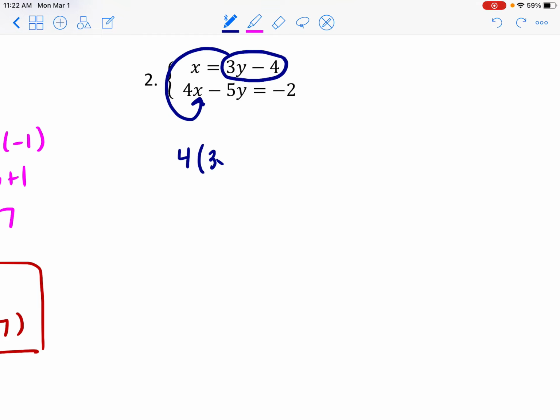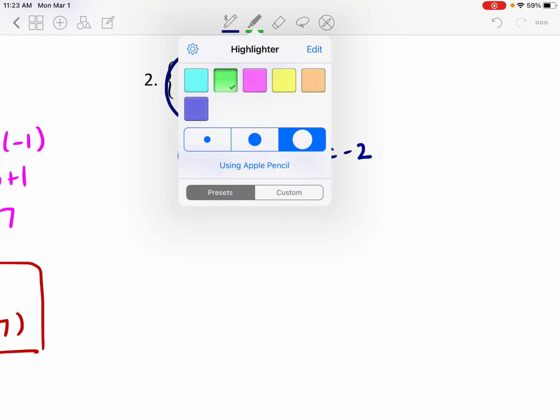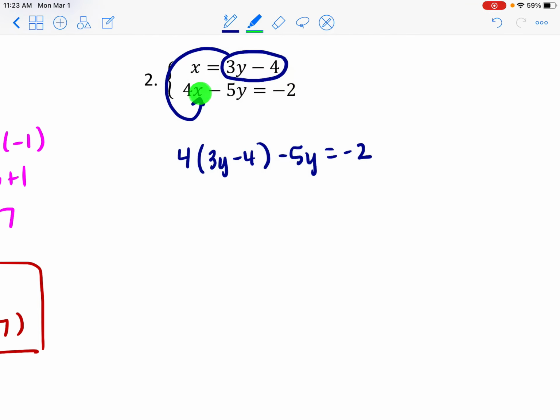So 4 times, instead of x, 3y minus 4, and then we have a minus 5y and an equals -2. So again, it's just so you can see what we're doing here. X gets replaced with what it's equal to, so that's where the 3y minus 4 came from. The rest of the equation is not changing. I still have a 4 in front, I still have a minus 5y, I still have an equal to -2. Okay, so I'm just replacing the one variable with what it's equal to. But now, instead of 2 equations, 2 variables, it's 1 equation, 1 variable.